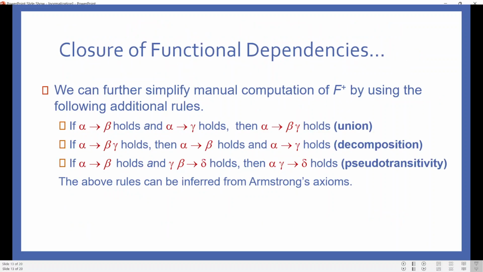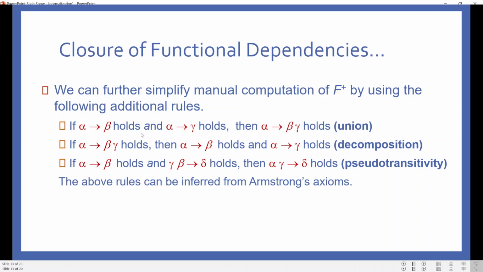Some more axioms are there for the computation of functional dependency closure. If alpha determines beta, and you can determine another value gamma by knowing the value of alpha, then alpha can determine beta gamma. So the right hand side here is beta, and here it is gamma. This property is called the union property. If alpha determines beta and alpha determines gamma, then alpha determines beta gamma.